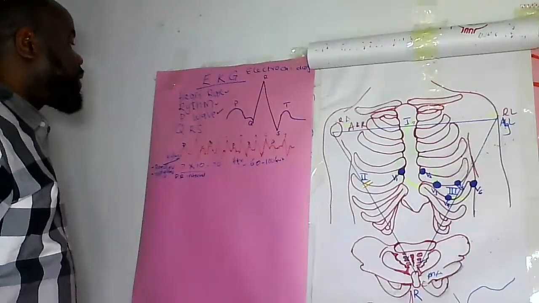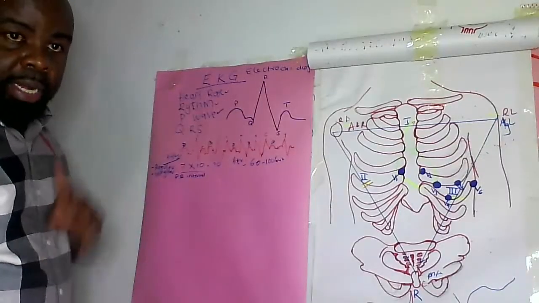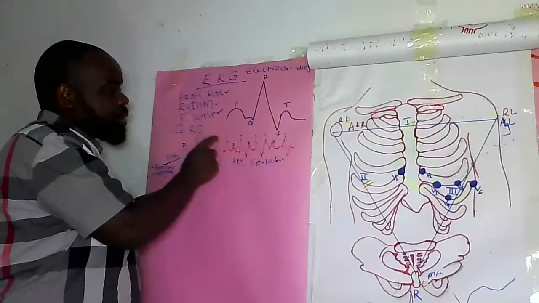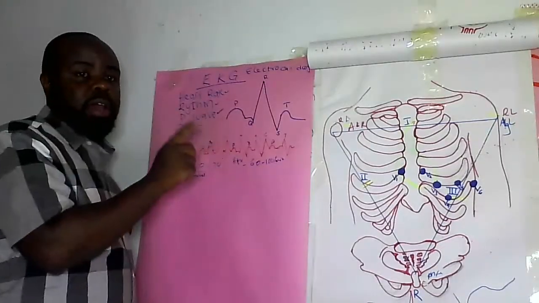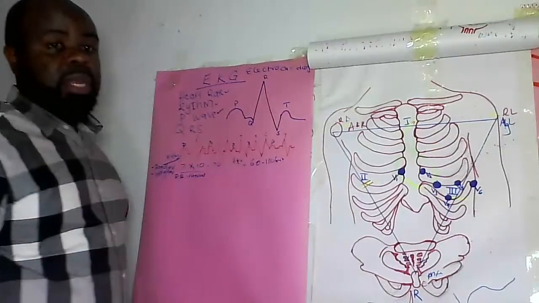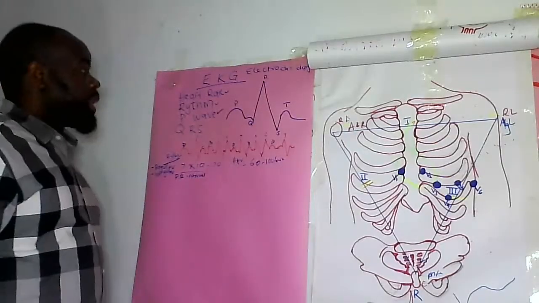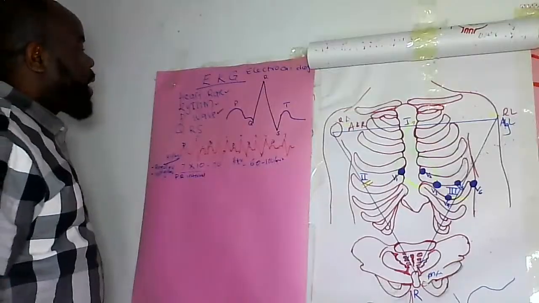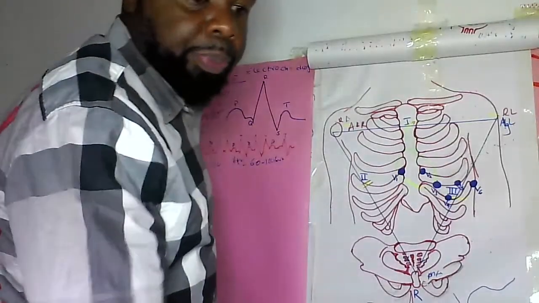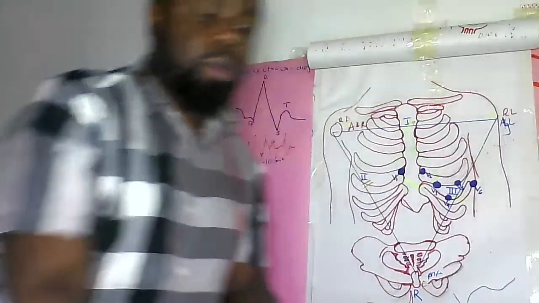The heart rate, you've seen how to calculate the heart rate on the 6-second strip. You count the R waves: 1, 2, 3, 4, 5, 6, 7, and then you multiply by 10. And then there is the rhythm. What about the rhythm? You just take a paper. The rhythm is always regular or irregular.